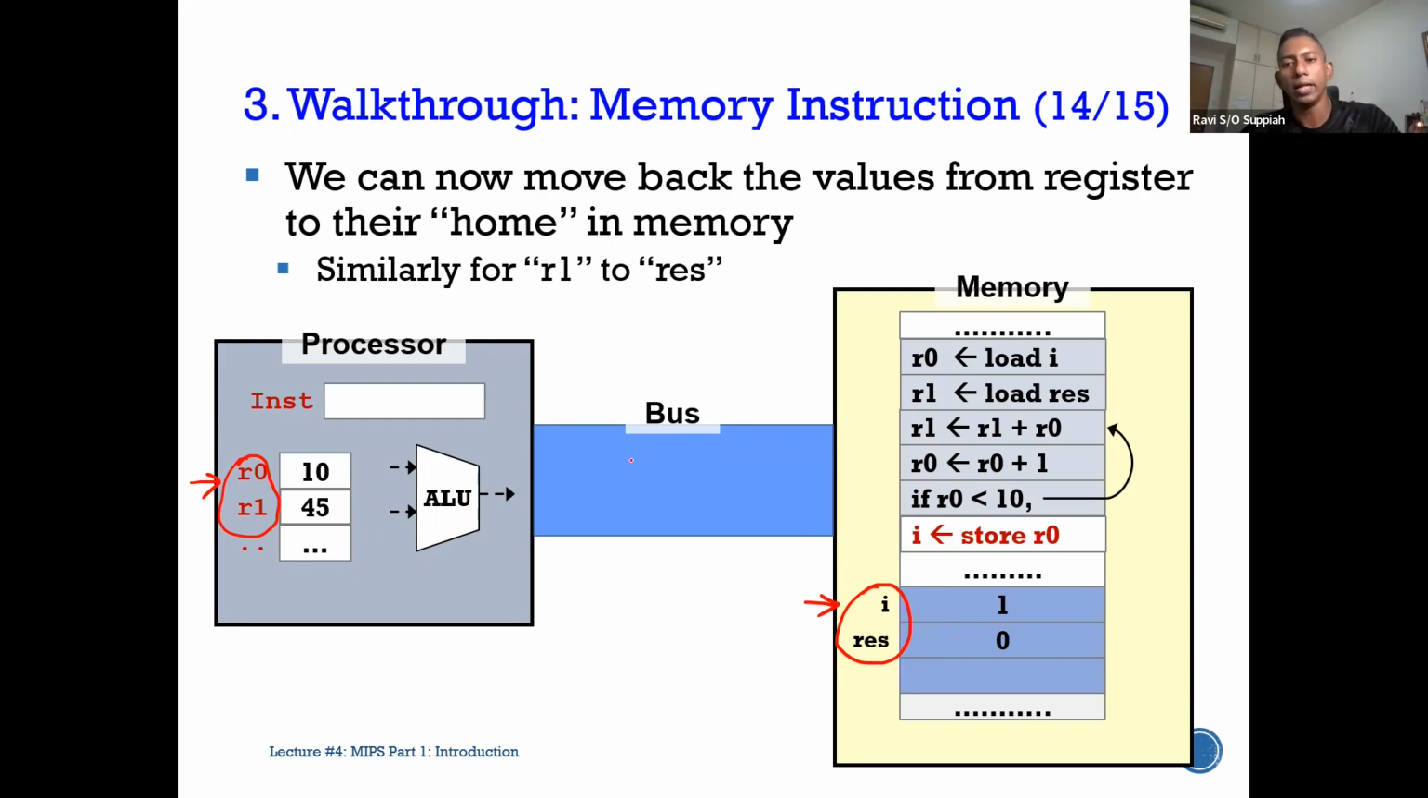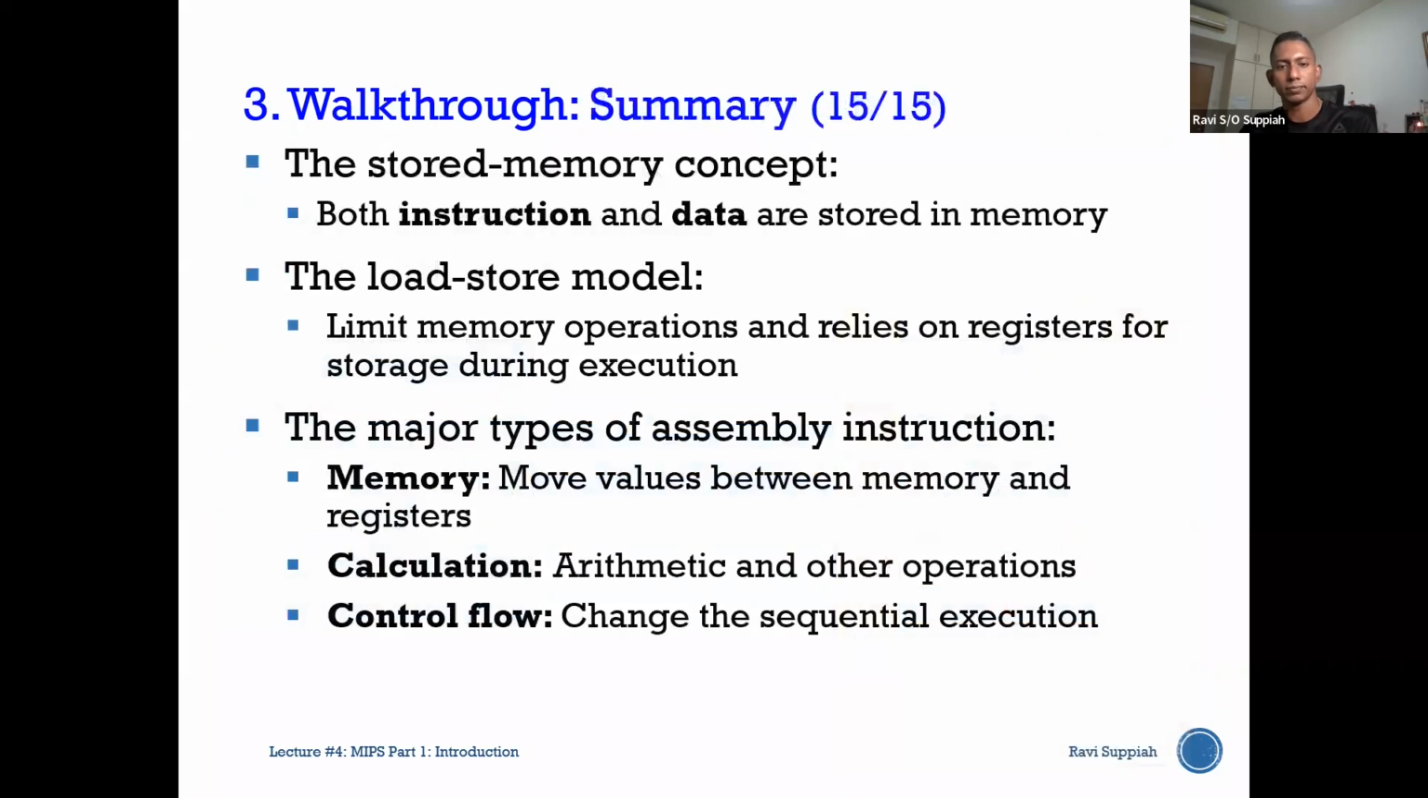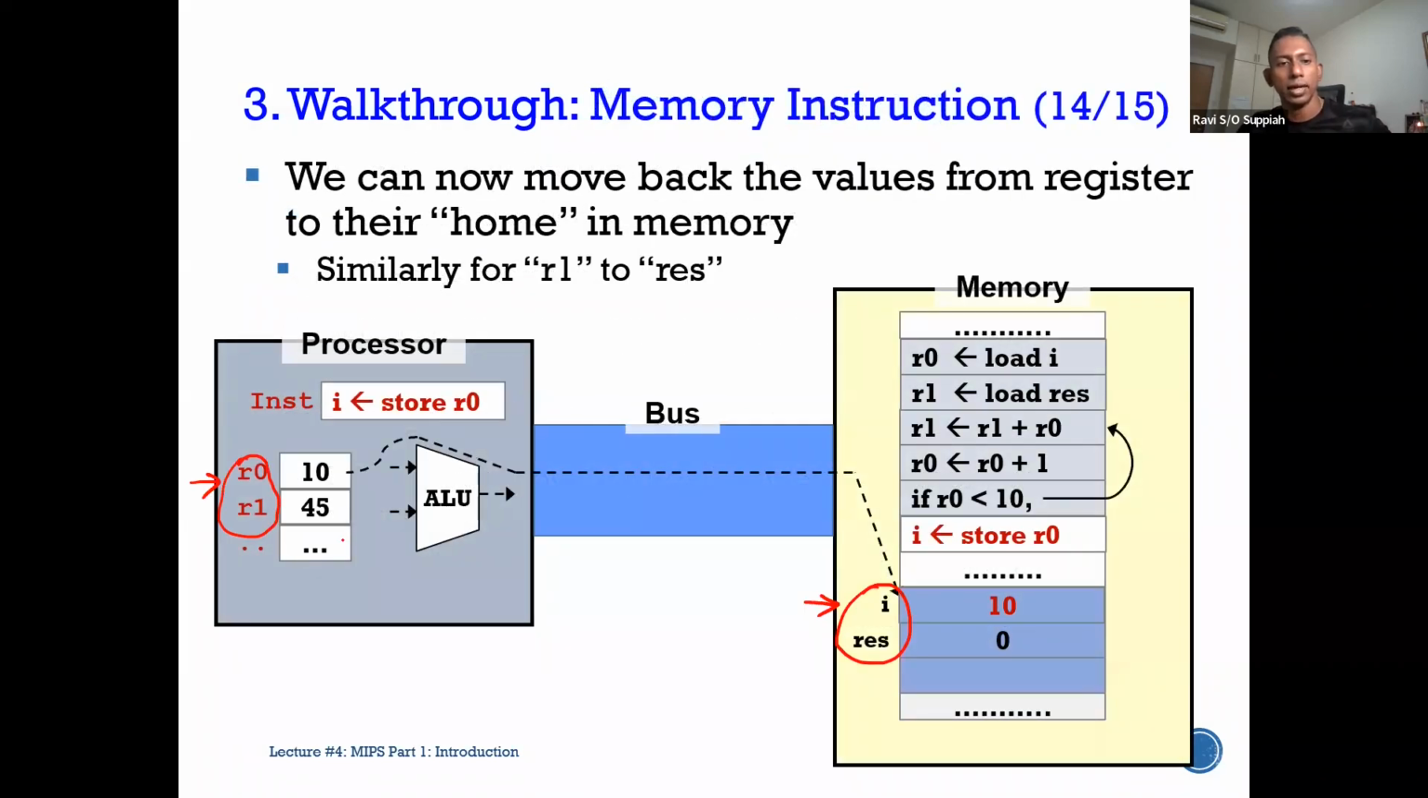So I need to make sure that these correct values in R0 and R1 are updated to I and result. That is where the store comes in. I need to store these values back, so this will become modified. Okay, so let me look at the question.